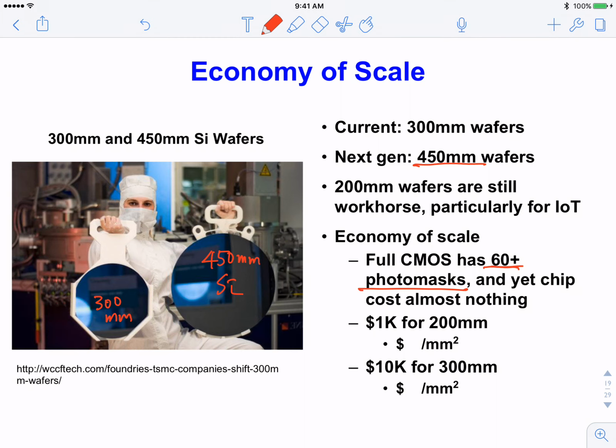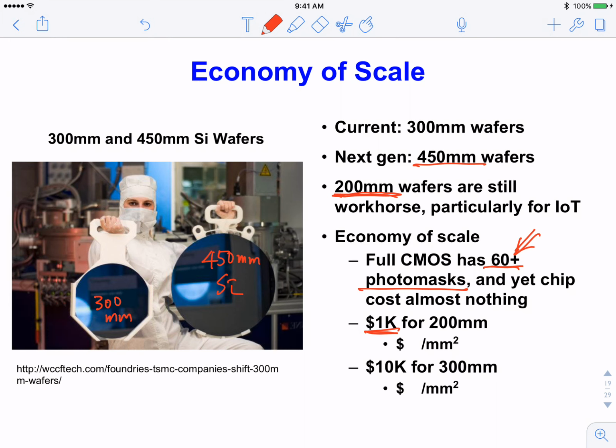And yet the cost for this wafer is amazingly cheap. For example, for the workhorse now, many of the chips actually are still made in 200 millimeter wafers or 8-inch diameter wafers. 8-inch diameter wafers, $1,000. You can buy a fully processed 8-inch wafer. So that includes you do this process 60 times. It's pretty complex. And yet it costs from a design house about $1,000.